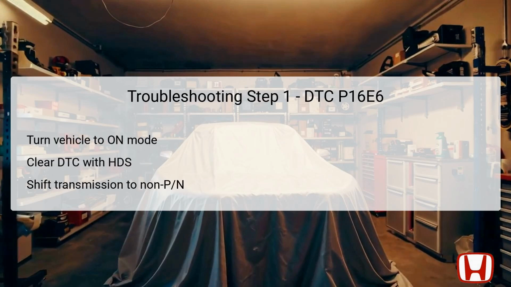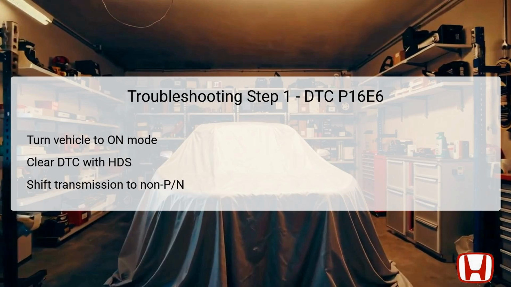The first troubleshooting step for addressing DTC P16E6 involves initial verification procedures. Begin by turning the vehicle ignition to the on position. This engages the vehicle electronic systems, allowing for diagnostics. Next, use the Honda Diagnostic System, HDS, to clear any stored DTCs from the system. Clearing the code is essential to ensure any future observations are from a fresh state.